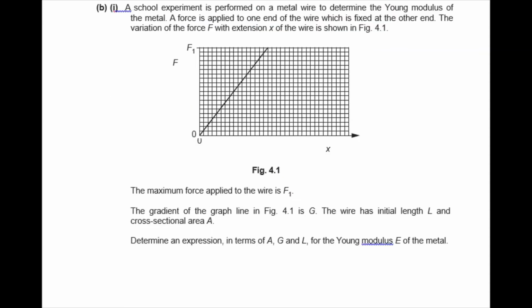B1, a school experiment is performed on a metal wire to determine the Young modulus of the metal. A force is applied to one end of the wire which is fixed at the other end. The variation of the force F with extension X of the wire is shown in figure 4.1. The maximum force applied to the wire is F1. The gradient of the graph line in figure 4.1 is G. The wire has initial length L and cross-sectional area A. Determine an expression in terms of A, G and L, the Young modulus E of the metal.